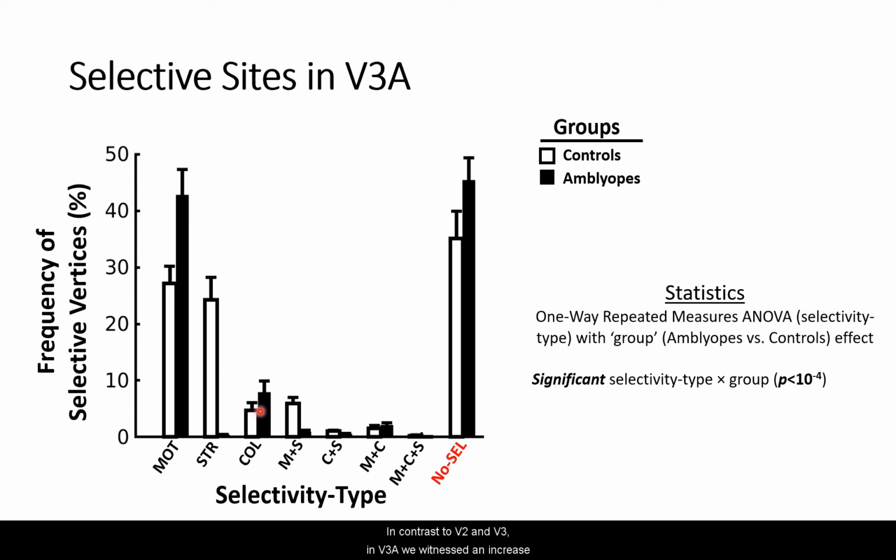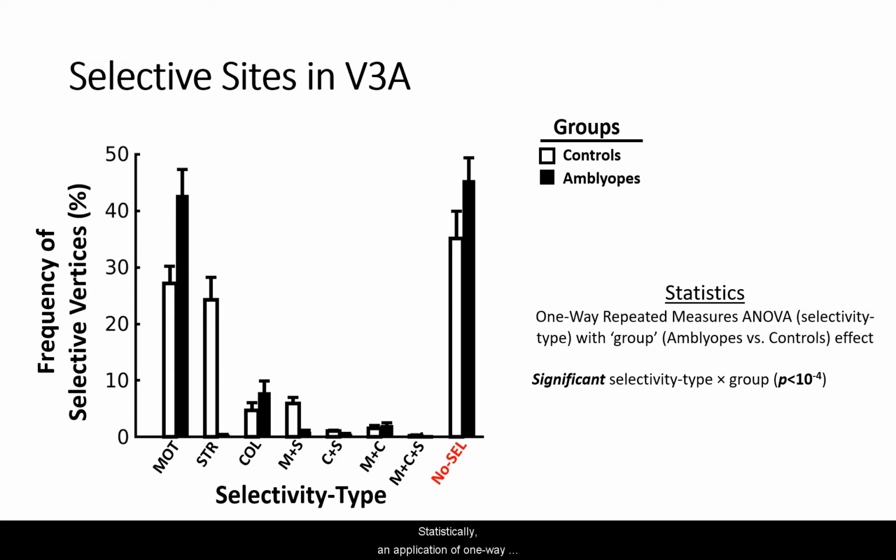In contrast to V2 and V3, in V3A, we witnessed an increase in the number of vertices that showed no selective response. Interpretation of this effect is not very clear. It may suggest a more severe impact of amblyopia on V3A compared to earlier visual areas. It is also possible that these non-selective vertices have become responsive to more complex stimuli than simple radial motion, which we tested here. More tests are required before any conclusion can be made.